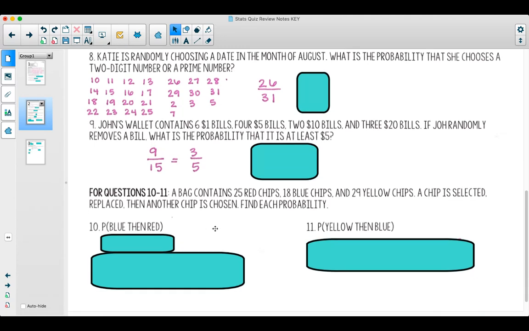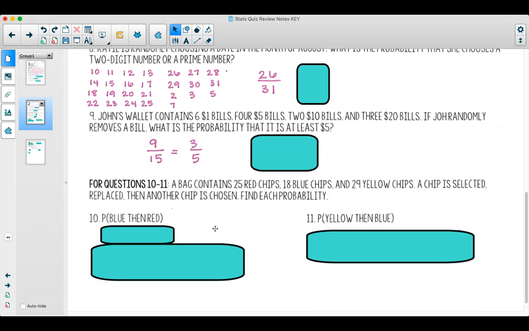Okay, let's look at independent and dependent. Remember, independent is when we replace it. Dependent is when we don't replace it. So questions 10 and 11 are going to be independent. A bag contains 25 red chips, 18 blue chips, and 29 yellow chips. A chip is selected, replaced, and another chip is chosen. Find each probability.